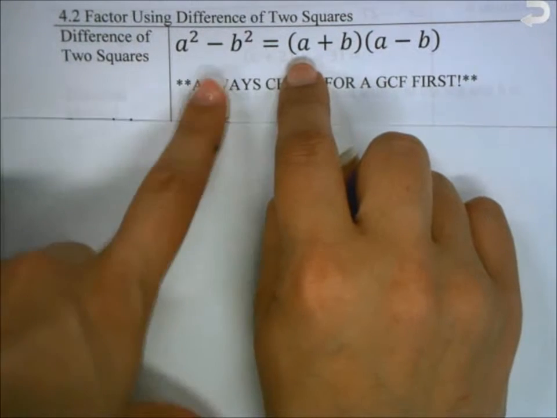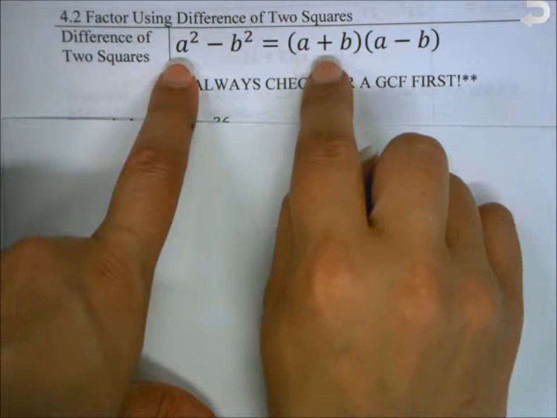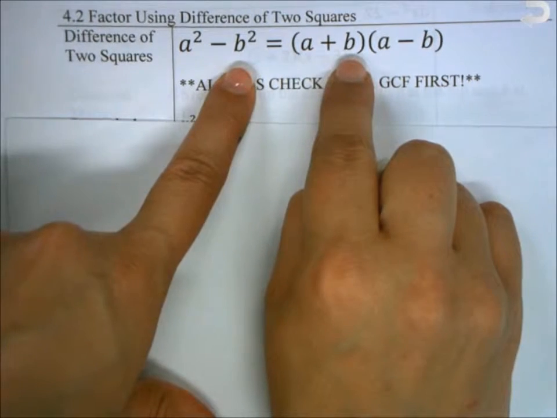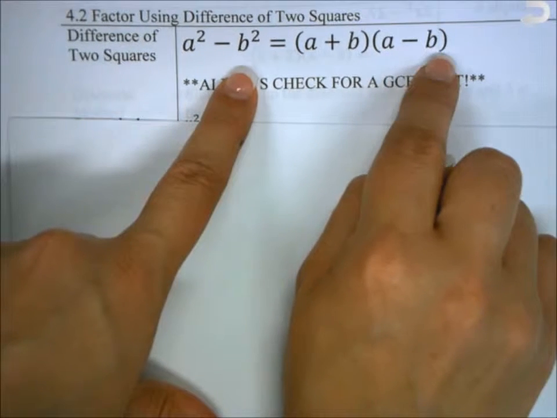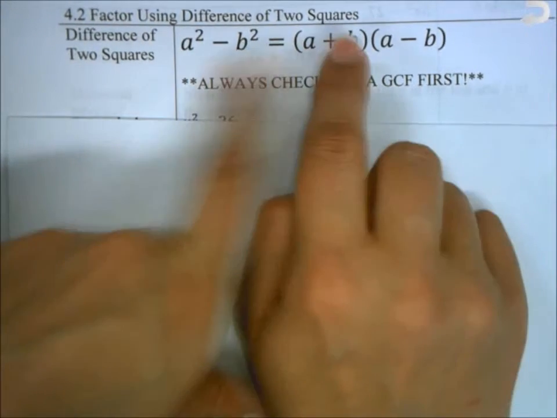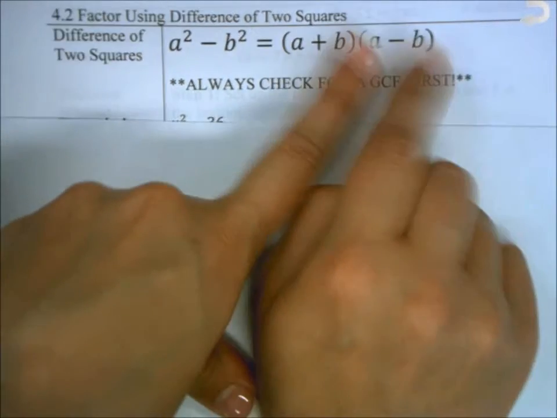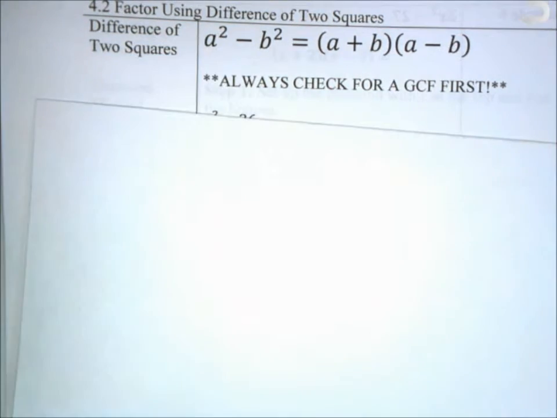We take the square root of A squared, or A, add it to B, and then we multiply A minus B. So we just take the square root of each one. One is being added, one is being subtracted. We will see why this works when we check our answer.